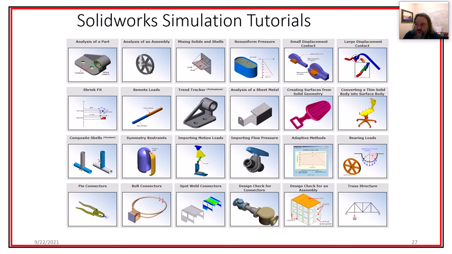Shrink fits, that's interesting. A lot of times I think we actually trick it by using temperatures to either expand or contract the pieces. Remote loads, I don't know what that is. A trend tracker, I don't even know what that is, I'll tell you the truth. An analysis of sheet metal. There's a lot of other ones to go through, right? So maybe explore some that you might want to do.